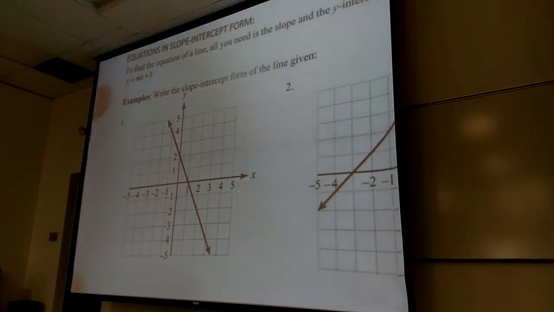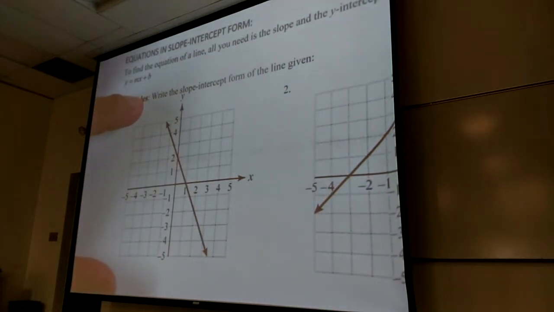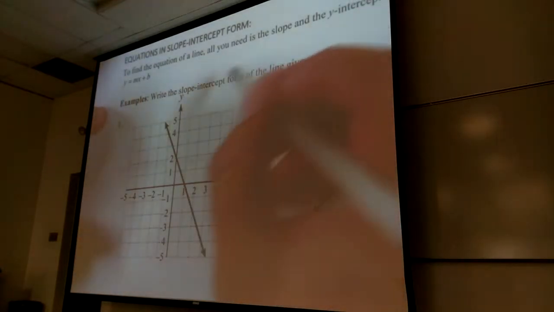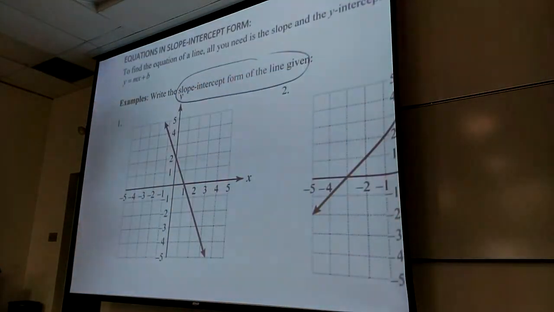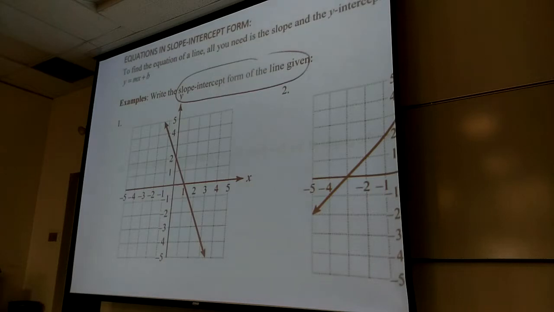All right, so they give you the graph of a line. They ask you to write the slope-intercept form of the line. So let's see what you can do. Try this. This is basically backwards from what we just did. You get the equation from the graph.